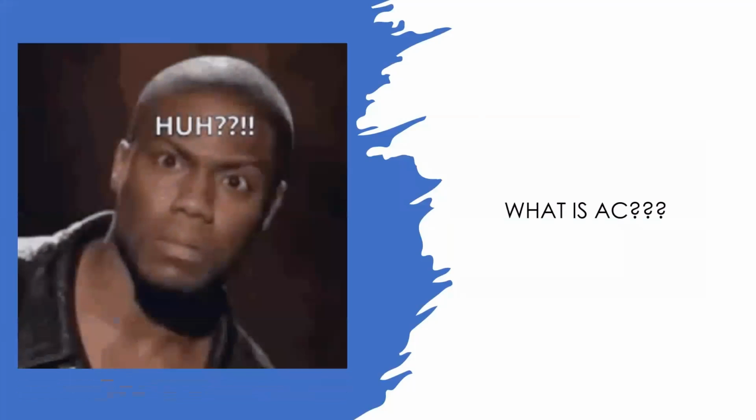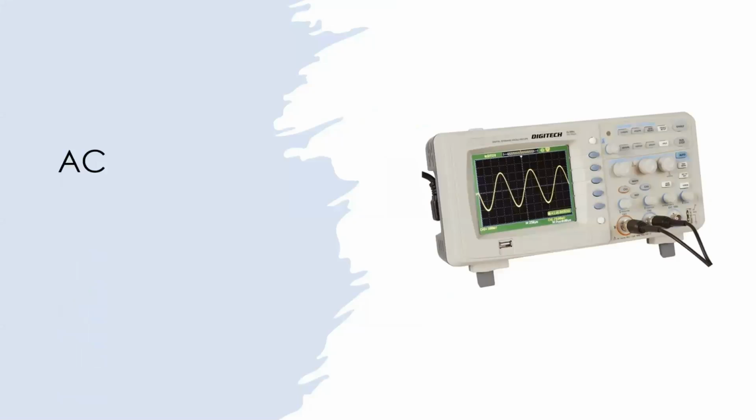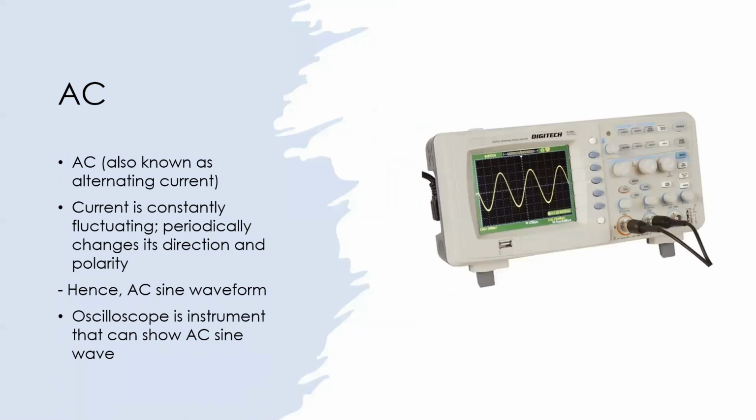To understand what AC sine waves are, we must first delve into what is AC. AC, or alternating current, unlike its counterpart DC, is constantly fluctuating and is defined as a form of electric current where the current periodically changes its direction and polarity numerous times throughout its cycle or cycles. To portray this behavior, where the AC changes from positive alternation to negative alternation, the graphical representation of AC is a sine waveform. An instrument that is used in the field of engineering that depicts the AC sine wave is an oscilloscope.